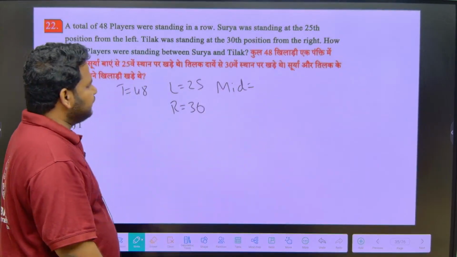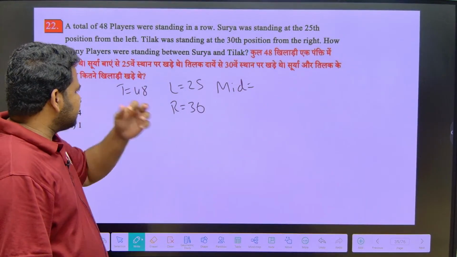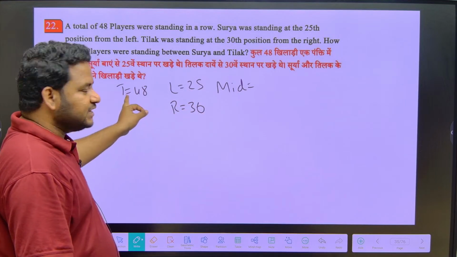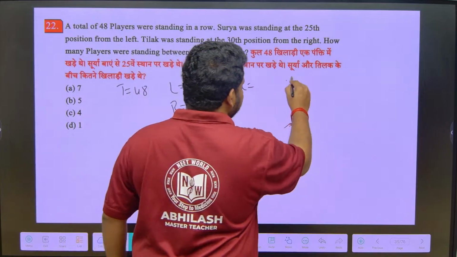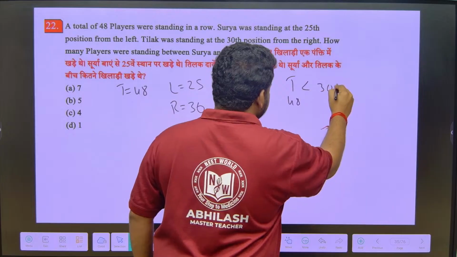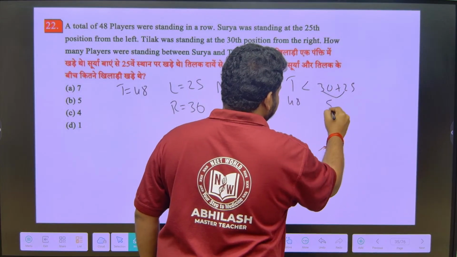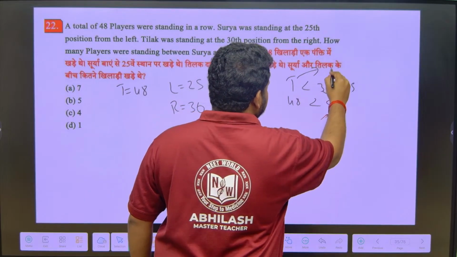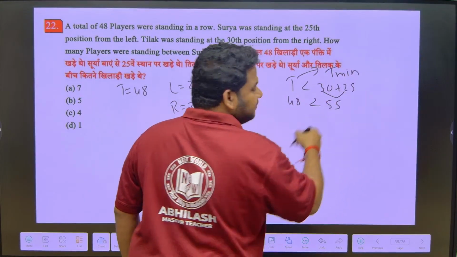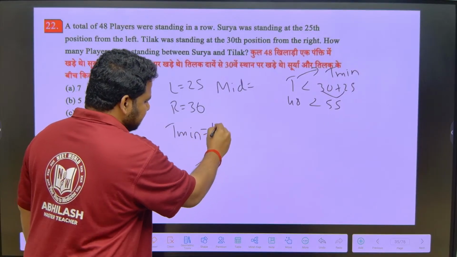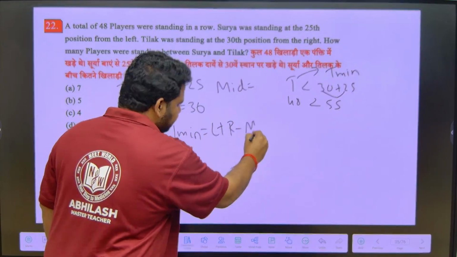We don't know. So for this, which formula to use? As you can see, L plus R is coming as 55, but total is 48. So here total, that is 48, will be less than 30 plus 25. 30 plus 25 is nothing but 55. So 48 is less than 55. That means we have to use the total minimum formula. Total minimum formula is what, friends? Total minimum is equal to L plus R minus M minus 2.